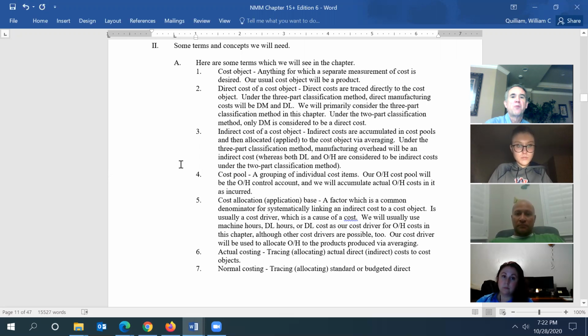So that cost pool, just a grouping of individual cost items. And the way that we will allocate it is with a cost allocation or application base. To allocate a cost or to apply a cost means the same thing. So this is a factor which is a common denominator for systematically linking an indirect cost to a cost object. It's usually a cost driver, which is a cause of a cost. And we will usually use machine hours, direct labor hours, or direct labor costs as our cost driver for overhead in this chapter, although other cost drivers are possible too.